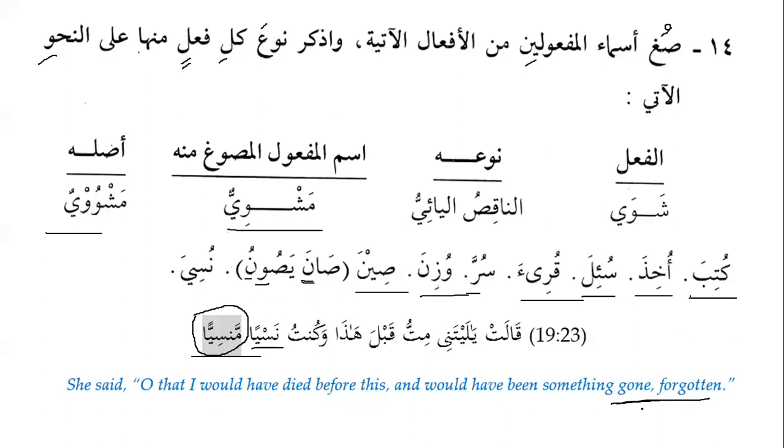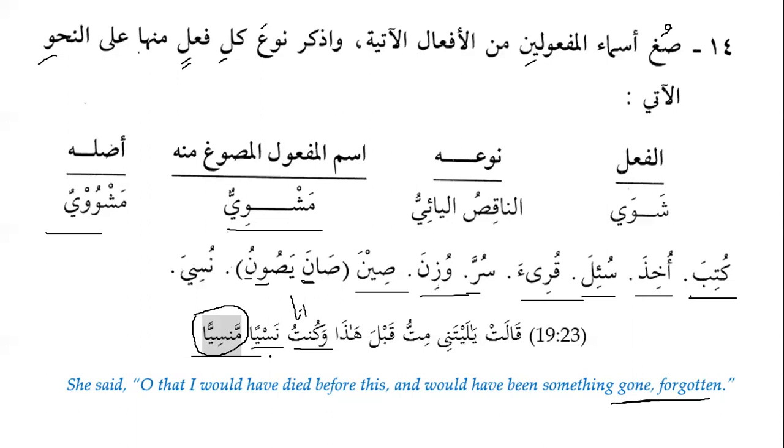Now first we can say the tarkib. Kuntu, kana khabar. Ismu kana is basically ana, which is inbuilt. So ana kuntu. Kana is fail, ana is fail, and nasiyan is ismu, this is ismu kana, and this is khabaru kana. So this is maful mutlaq, yes, because it has the same root letters like nasiya. And we know that maful mutlaq normally has the same root letters.